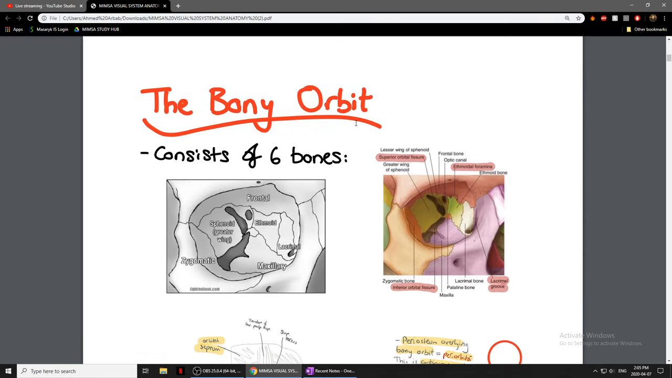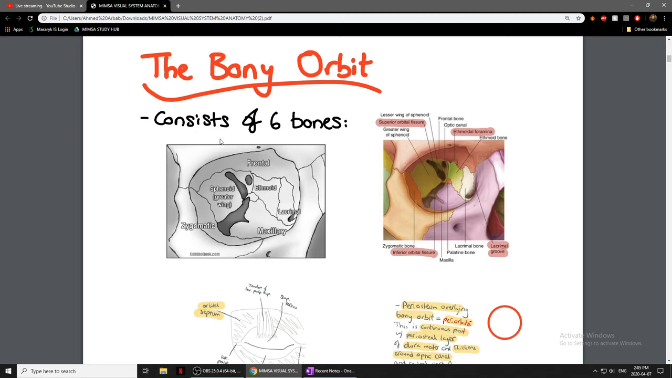So I can just start with the bony orbit. So we know that it consists of six bones around the socket of the eye. So the roof is formed by the frontal bone. The lateral wall is formed mainly by the zygomatic. The floor mainly by the maxillary bone. And the medial wall mainly by the lacrimal bone. And then the posterior wall is the sphenoid, both the greater wing and the lesser wing in this region, and then the ethmoid bone as well.